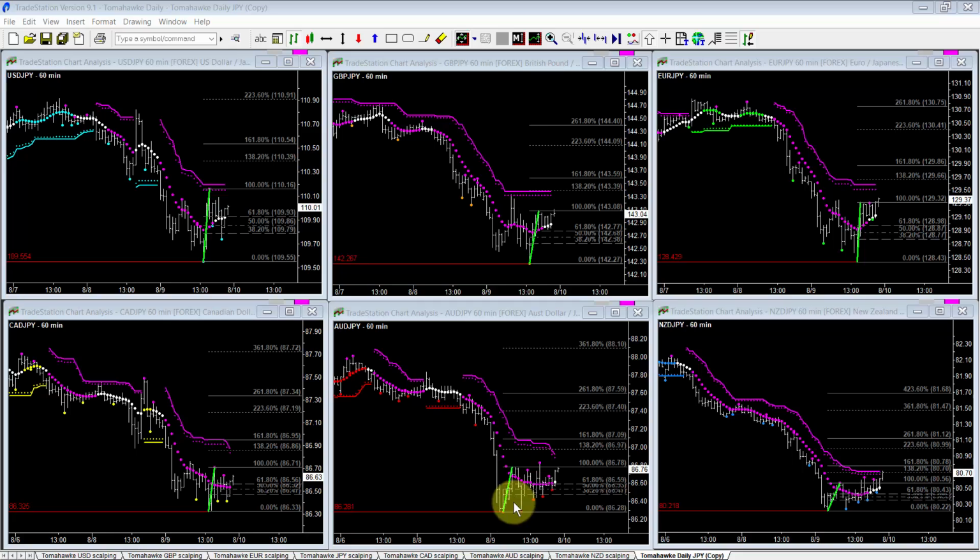On the Aussie yen, we have our low, our high, a pullback down here to make a double bottom, and now we're just coming up on our trade entry. On the New Zealand yen, we have our low, our high, a pullback for a double bottom again, then we have our pivot, and we would be in this trade now and already into profit.